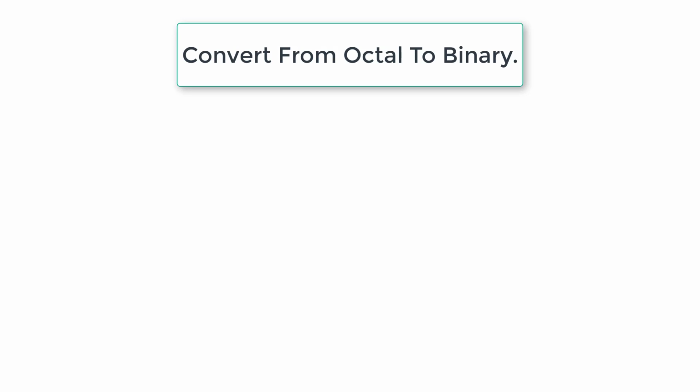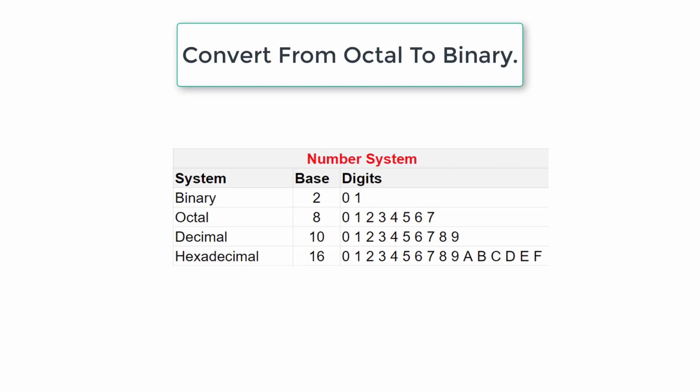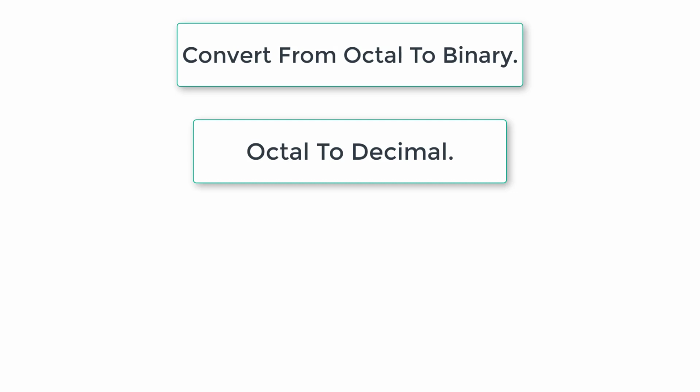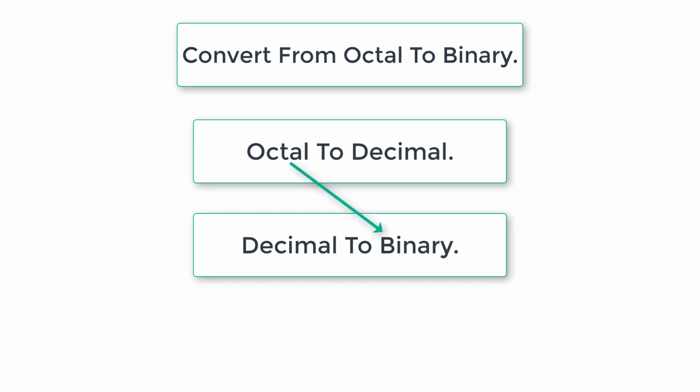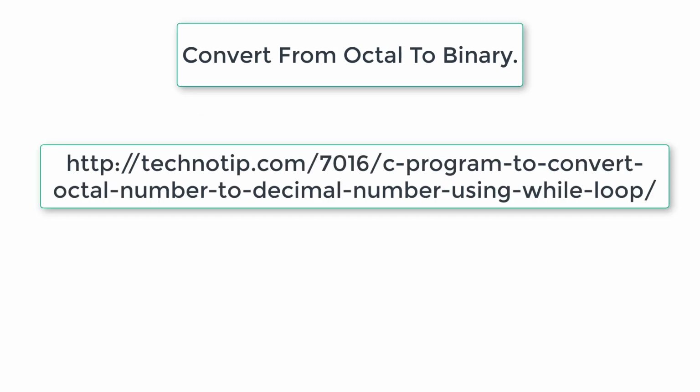Let's write a C program to convert a number from octal number system to binary number system. First, we convert the octal number to decimal number and then take this decimal number and convert it into binary number. Okay, so pay attention here. First, we convert octal number to decimal number and then this decimal to binary. So the user inputs octal number and our program outputs binary number.